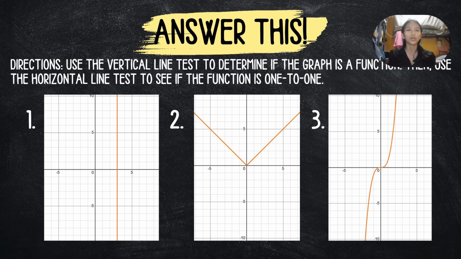And now let's have a quick test or quiz. Use the vertical line test to determine if the graph is a function and use the horizontal line test to see if a function is one-to-one. I'll give you 5 minutes to answer this and we'll check later on.